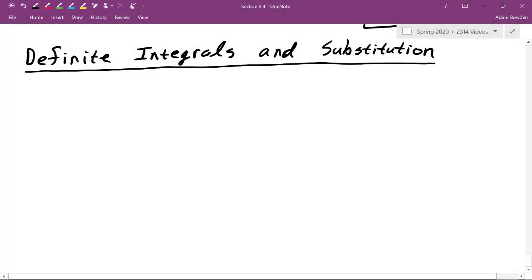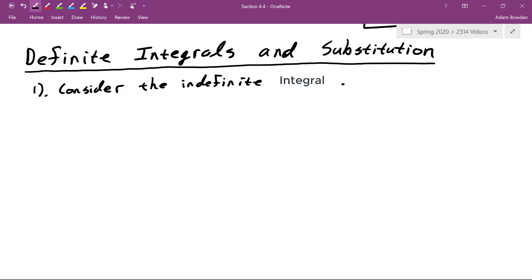Now we're going to look at how do we accomplish doing definite integrals, ones where we have a and b in the bounds of integration, alongside with substitution. Now there are different ways of approaching this one. My suggestion is to, first off, just consider the indefinite integral. By doing so, we're just going to be finding the antiderivative and not worrying about plugging in any numbers.